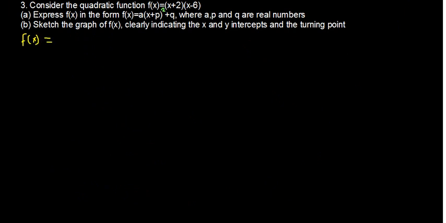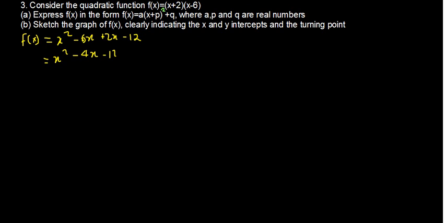So that is going to be x times x in the other bracket, that is x squared, x times negative 6, that will be negative 6x, and then 2 multiplied by x, that is going to be positive 2x, and then 2 multiplied by 6, that will be negative 12. So this is going to give us x squared, negative 6x plus 2x to be negative 4x, then minus 12.